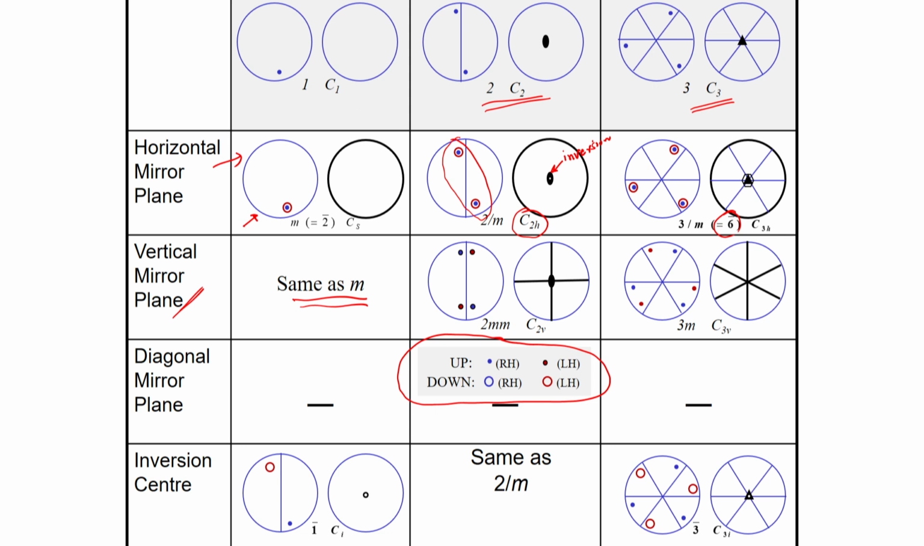Similarly, I can add a vertical mirror to the three-fold, and I will leave this to you to understand. It is very clear from the diagram how this is working. Diagonal mirror is undefined for all the groups which have only one rotational axis. So, there is nothing to be done here.